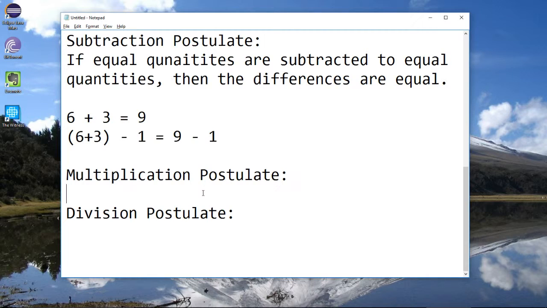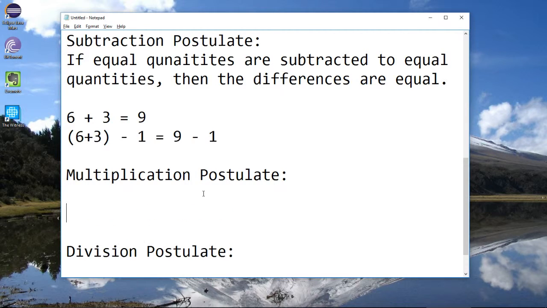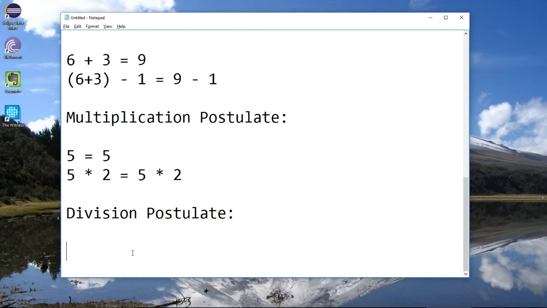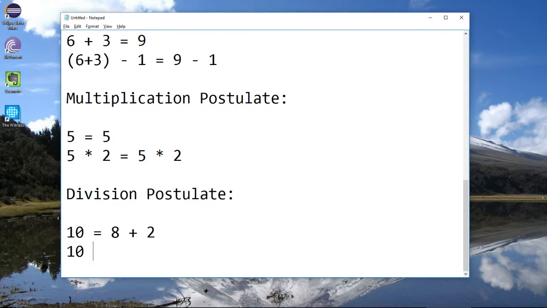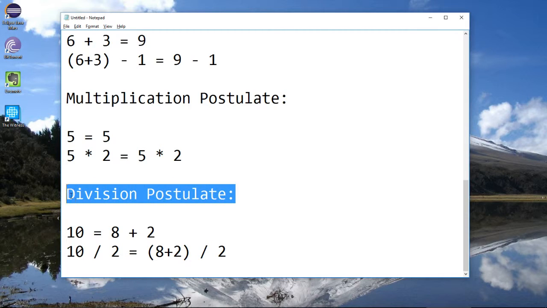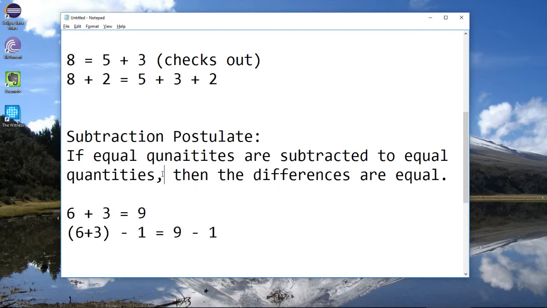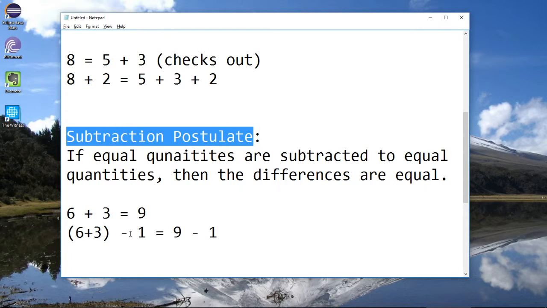Multiplication and division postulates work the same way. If I do 5 is equal to 5, and I do 5 times 2 is equal to 5 times 2, obviously that's equal. Same thing works out with division. If I have 10 is equal to 8 plus 2, these are equal amounts. If I then divide both sides by 2, 10 divided by 2 is going to be equal to 8 plus 2 divided by 2. If I do the same thing to both sides, then they're always going to be equal. The only thing we need to learn now is that that's called the division postulate. That's called the multiplication postulate when I multiply the same to both sides. It's called the subtraction postulate if I subtract the same thing from both sides.